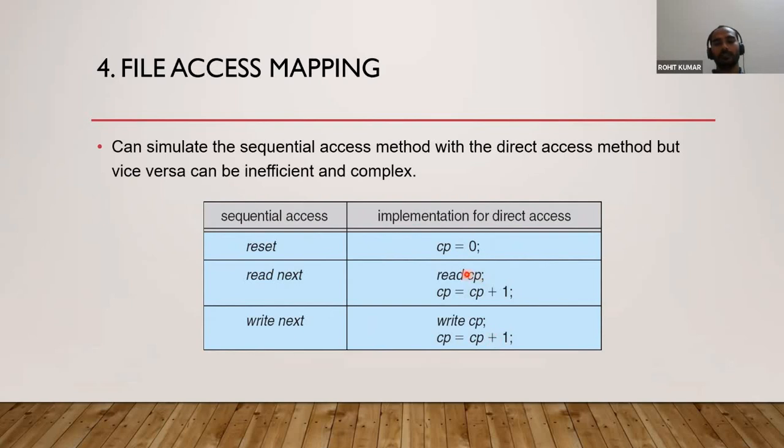The only difference is that here you are supposed to perform the read operation, here you are supposed to perform the write operation. But if you want to perform the vice versa operation, means if you want to implement the goto in sequential, then it is supposed to be inefficient and complex. Because if the same sort of thing is possible in sequential, then why are we moving into direct access?